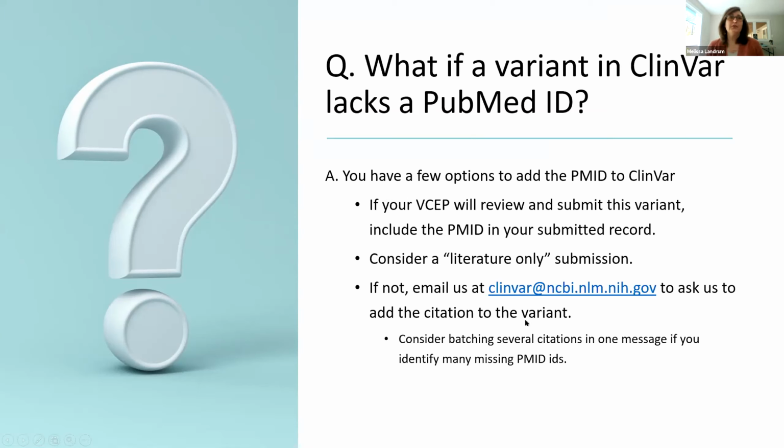So this is the kind of curation that we can do. We don't curate the interpretation, but we can say, here's another paper that describes this variant. Also, if you find that you're identifying lots of missing PubMed IDs, you might consider batching those into one message to us, once a week or once a month, whatever is reasonable, just to help us on our end handle that curation.